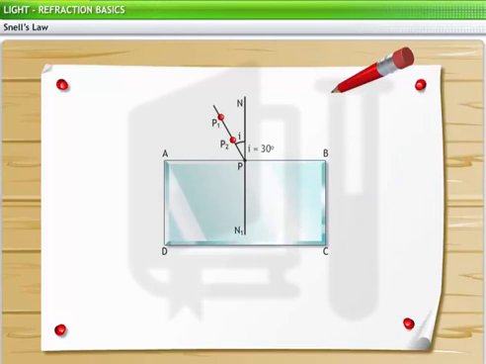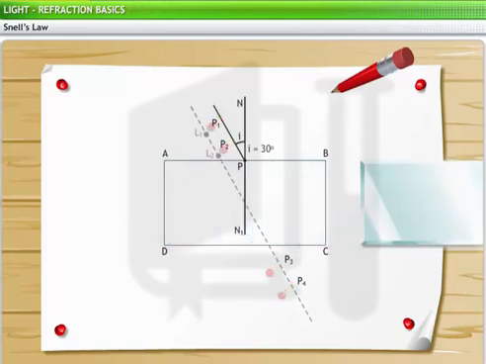On looking through this glass slab from side CD, the pins P1 and P2 appear at positions L1 and L2 due to refraction. Next, we fix two other pins, P3 and P4, where they are in line with the images L1 and L2 of the pins P1 and P2. In the next step, we remove all the pins and draw small circles around them.